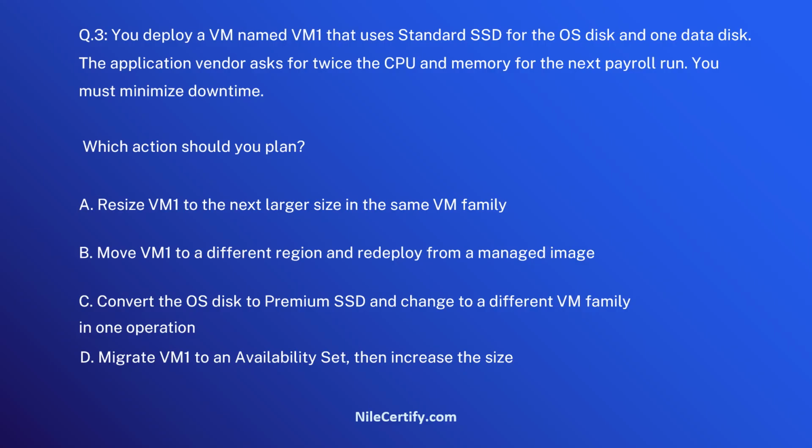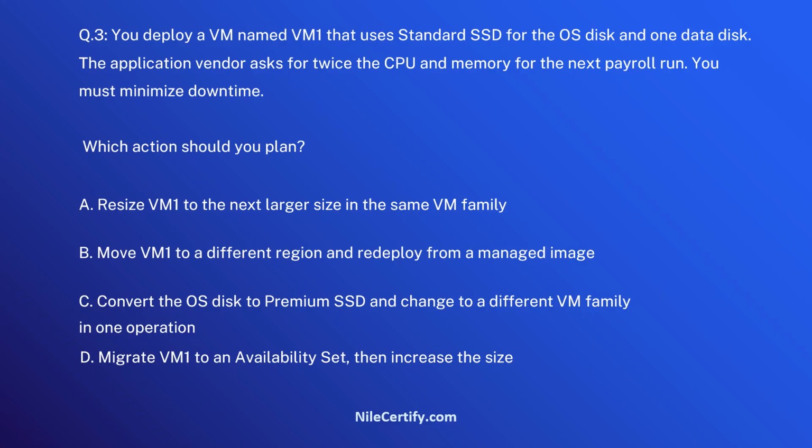So here we have a VM with a standard SSD operating system plus one data disk. The vendor wants double the CPU and memory for the next payroll run, and you need to minimize downtime. Which action should you plan? The keywords I would like to draw your attention to here are doubling the CPU and memory, next run, and minimize downtime. Now let's go and review the options.